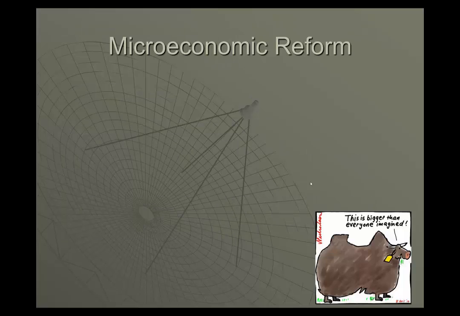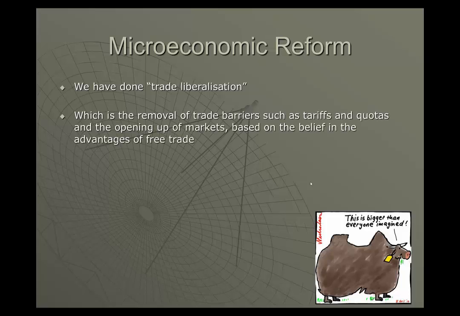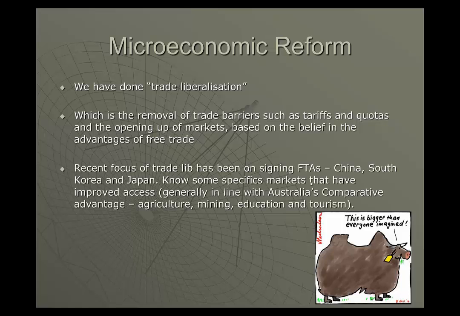We better punch on. So micro reform, obviously we focused on trade liberalisation. It's basically the removal of trade barriers, such as tariffs, quotas and subsidies, and it's a belief in free trade. And you should link it back to that. We focused on a number of key FTAs, particularly more recently China, or ChAFTA. I would encourage students to know some specific markets that have improved access, and some of the details around that wouldn't hurt as well.